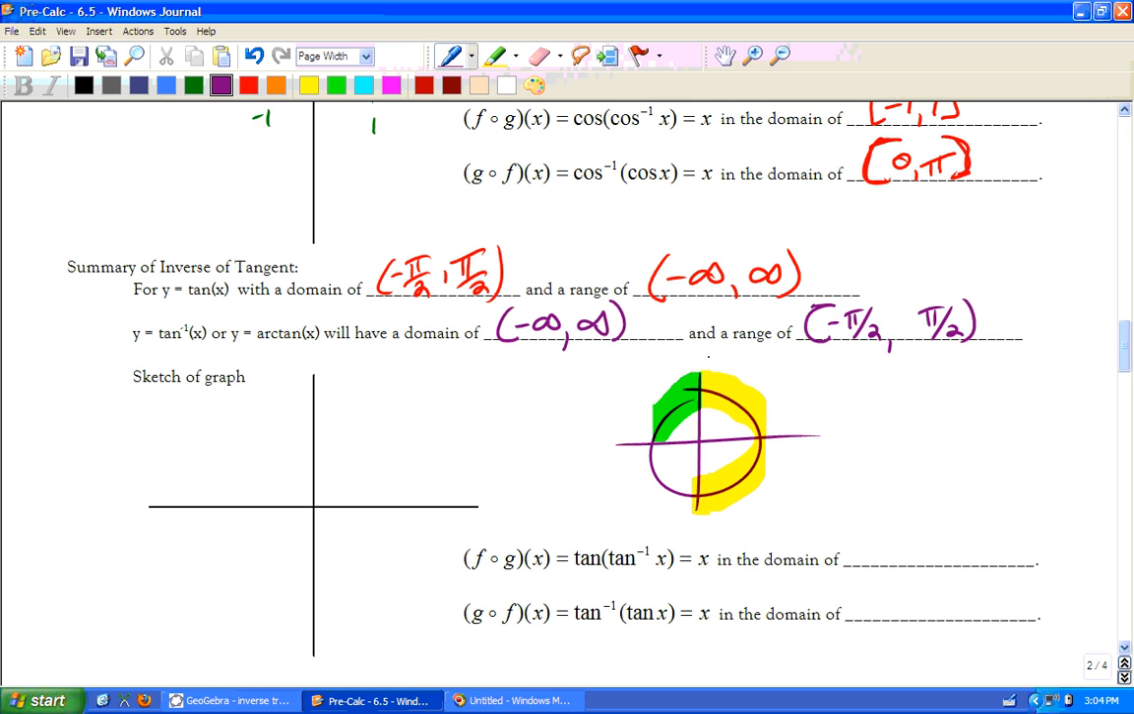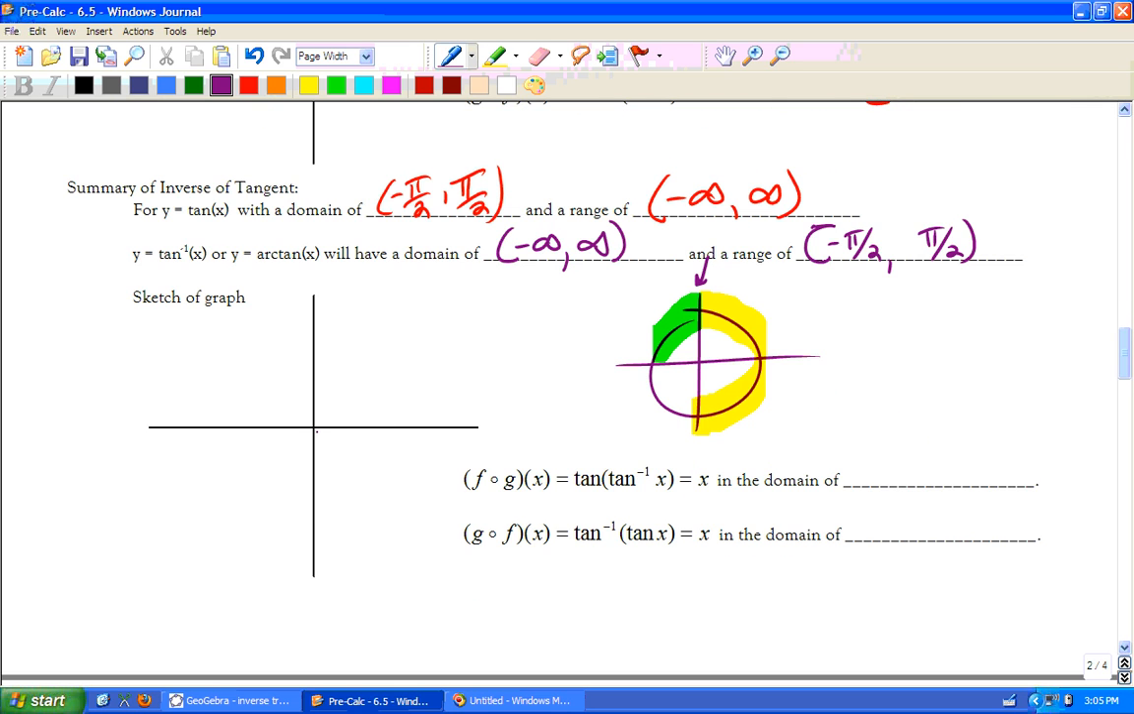The easiest reason to explain it is this point right here. If we were to try to jump over that, at some point our graph would look like this, and then we'd have a vertical asymptote. That's more difficult to graph than restricting ourselves from negative pi over 2 to positive pi over 2. It just makes a nice little easier graph, and our domain becomes a lot simpler as well.